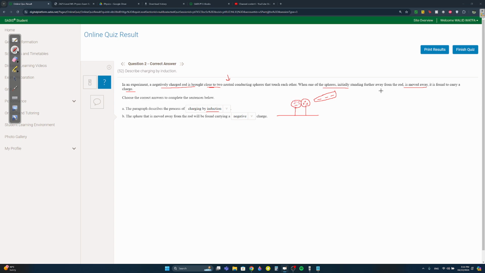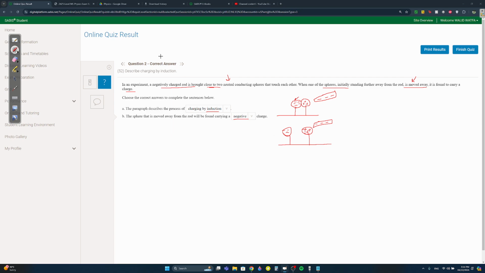When they build up over here, they moved this sphere away. How does it look? It's going to look like this. Here you have your positive, and this one here is minus, minus, minus. So what is the charge of the sphere that was far away?